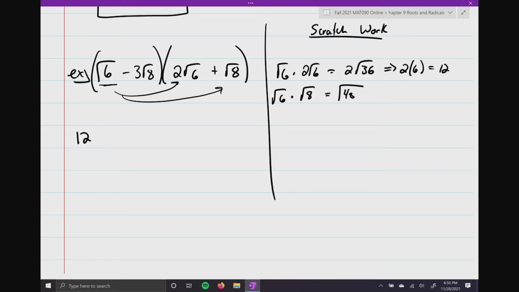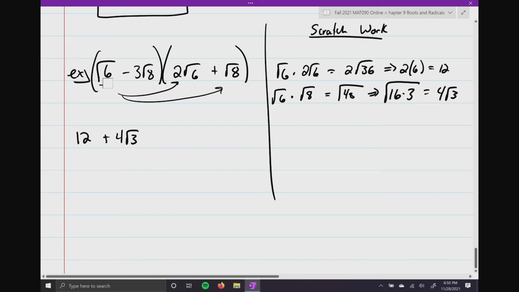Now we can simplify that. The square root of 48 is really the square root of 16 times 3, which is 4 square roots of 3, and it's positive. So plus 4 square root of 3. The hardest part is just keeping everything nice and neat and simplifying.